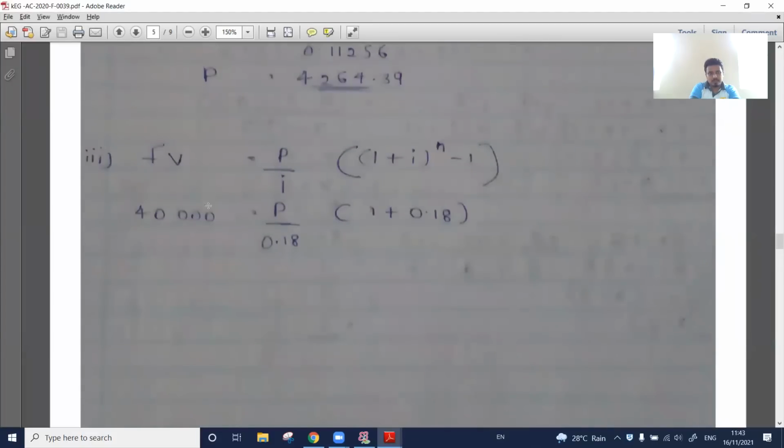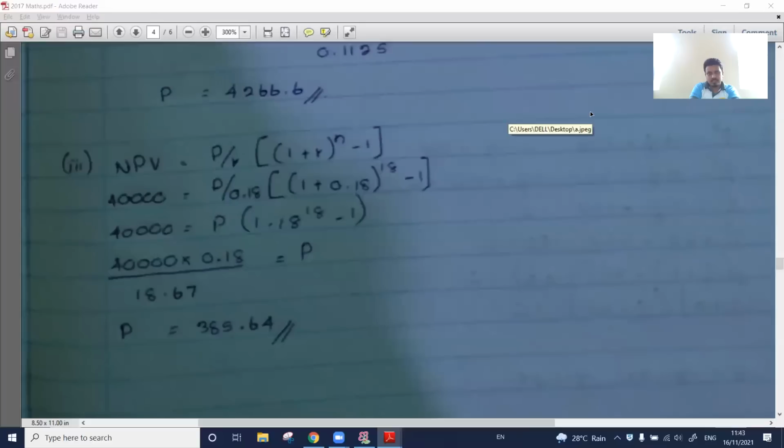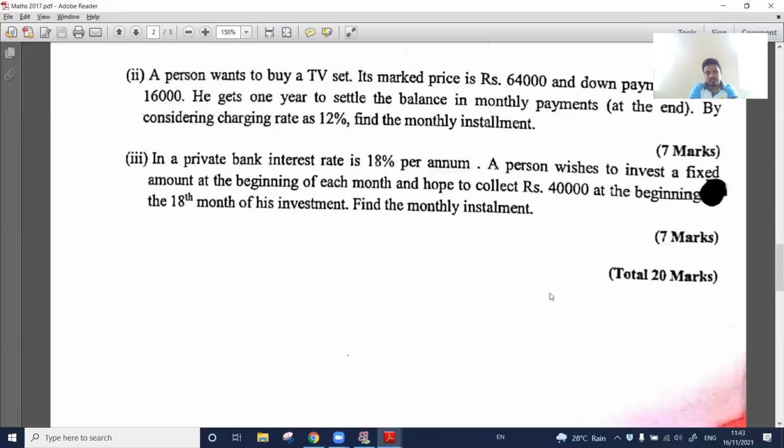Yes, you have approached it correctly but have not completed this. Right, 1 plus I to the power n, value is, yes, 18 minus 1. This is correct. 385.64, that should be the monthly installment.